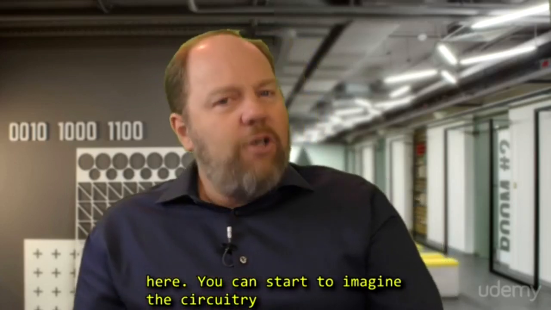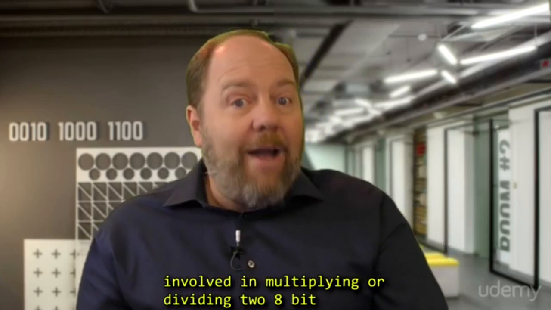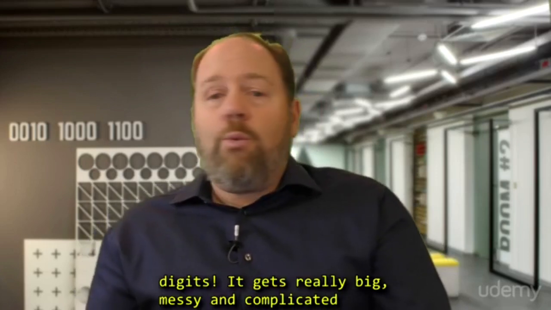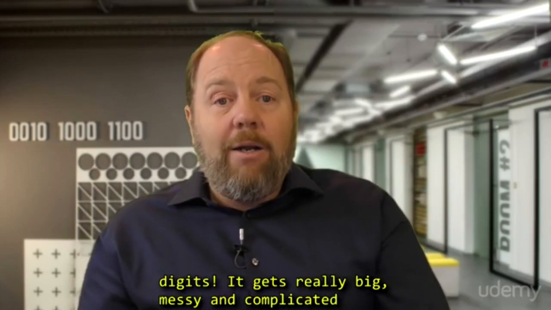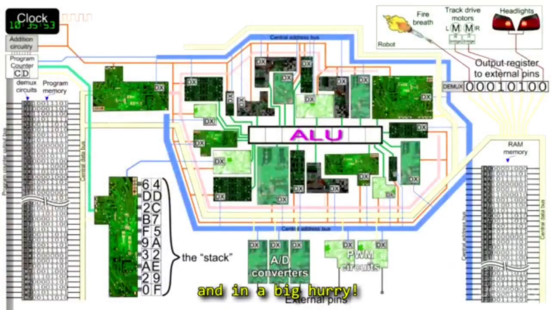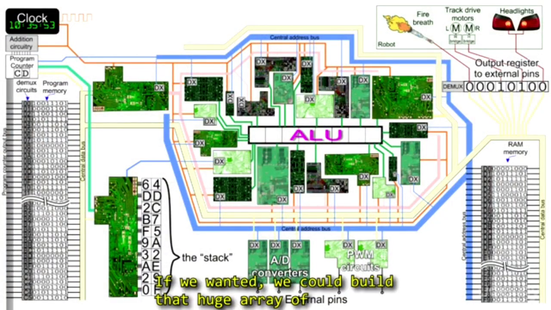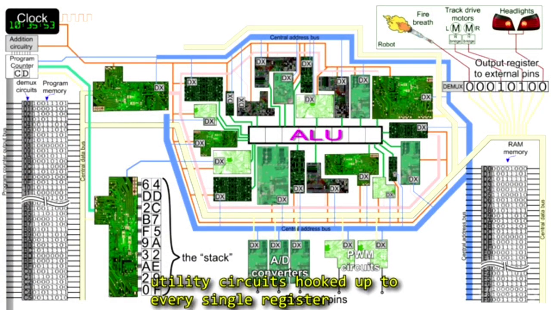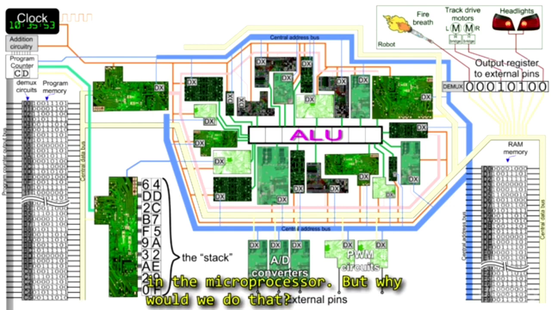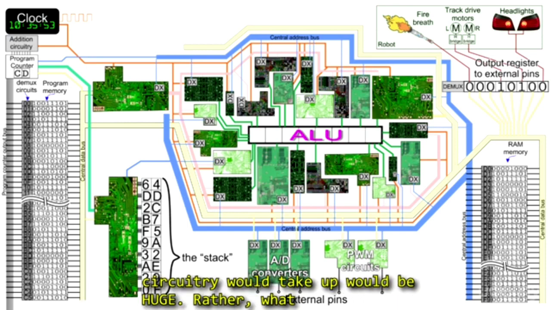So you can start to imagine the circuitry involved in multiplying or dividing 2 8-bit digits. It gets really big, messy, and complicated in a big hurry. If we wanted, we could build that huge array of utility circuits hooked up to every single register in the microprocessor. But why would we do that? The amount of space alone all that extraneous circuitry would take up would be huge.